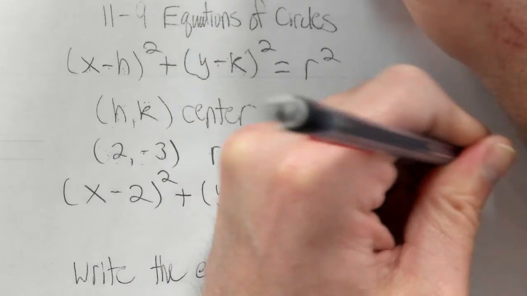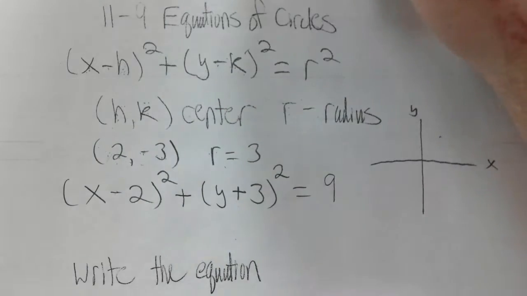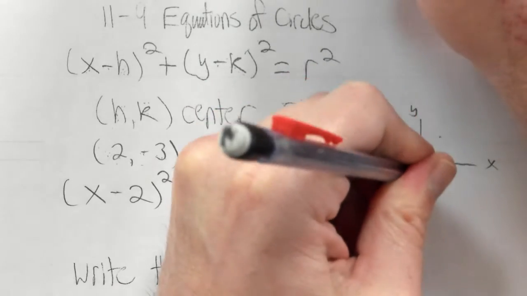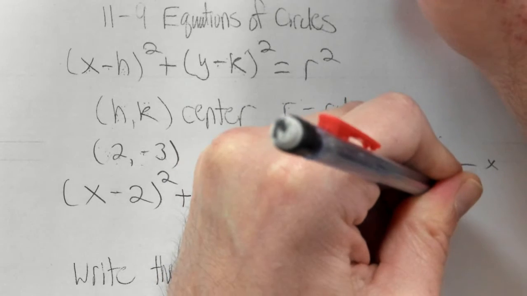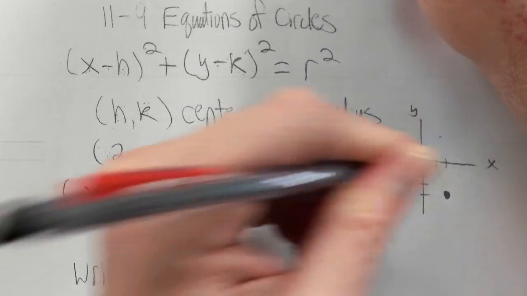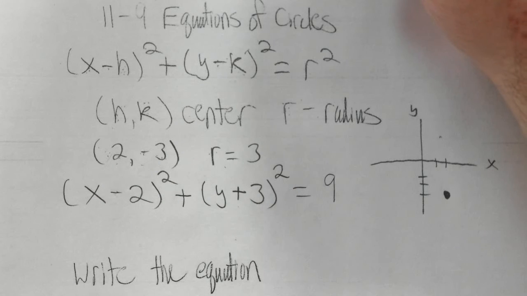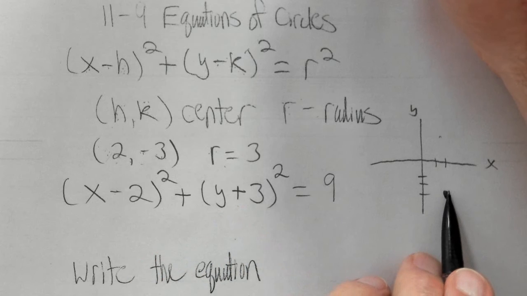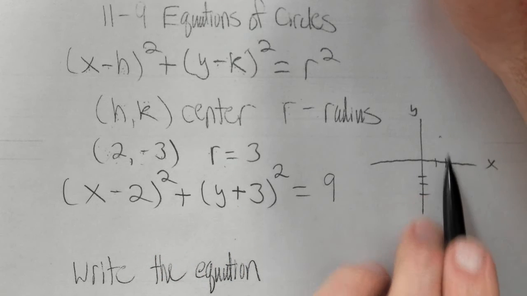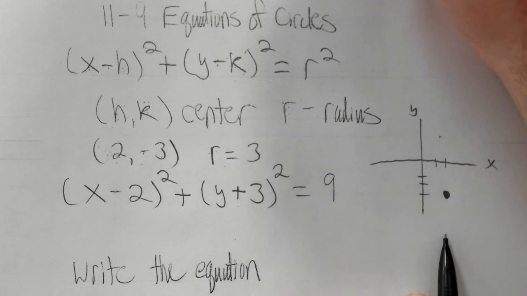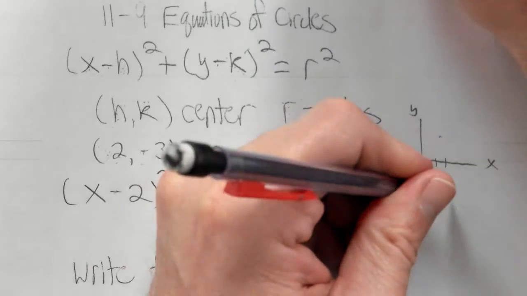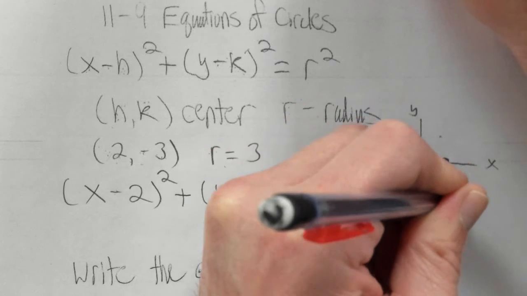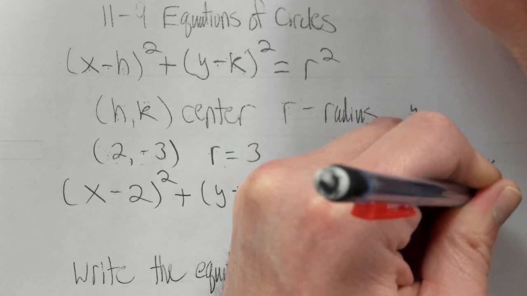If we put in our x and y axis, all right, we need to put in the center, 2 negative 3: over 2, down 3. All right. Okay, so there's the center. And the radius is 3, right? So what that means is I can get 4 points. I can go straight up 3, left 3, right 3, and down 3 and put 4 points. So like if I go up 1, 2, 3, there's a point on the circle. If I go this way, 1, 2, 3, there's a point on the circle.